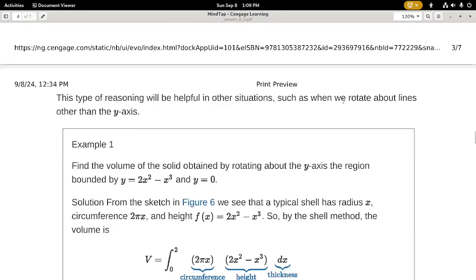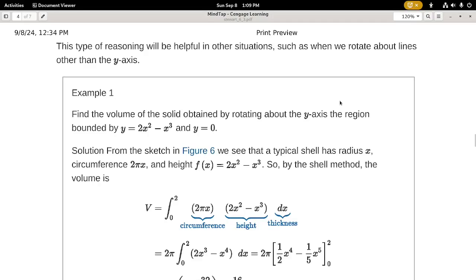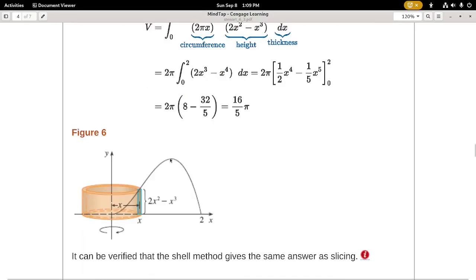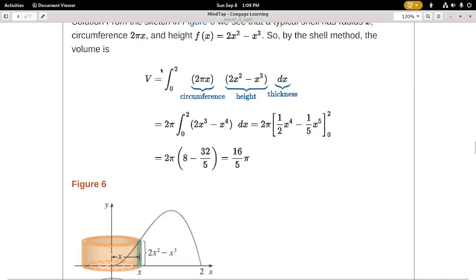Now let's see how we use this and look at examples. We'll take the particular curve y equals 2x squared minus x cubed. That's what the curve looks like. If you solve for the x values where y equals 0, you get x equals 0 and x equals 2.